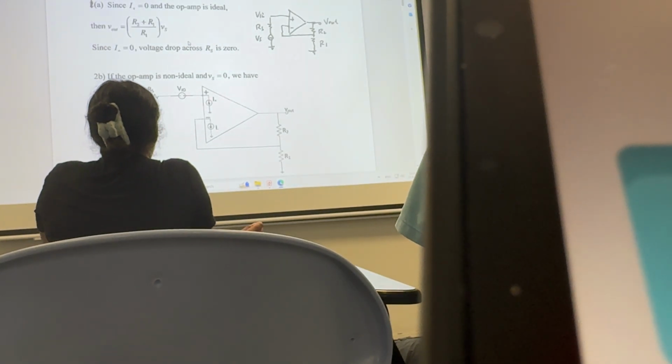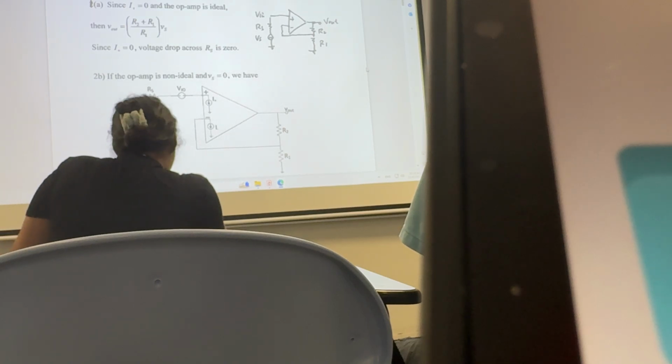So V equals Vs, so Vs multiplied with the gain, R1 plus R2 over R1, right? Very easy, right? Ideal op-amp is very easy, right?